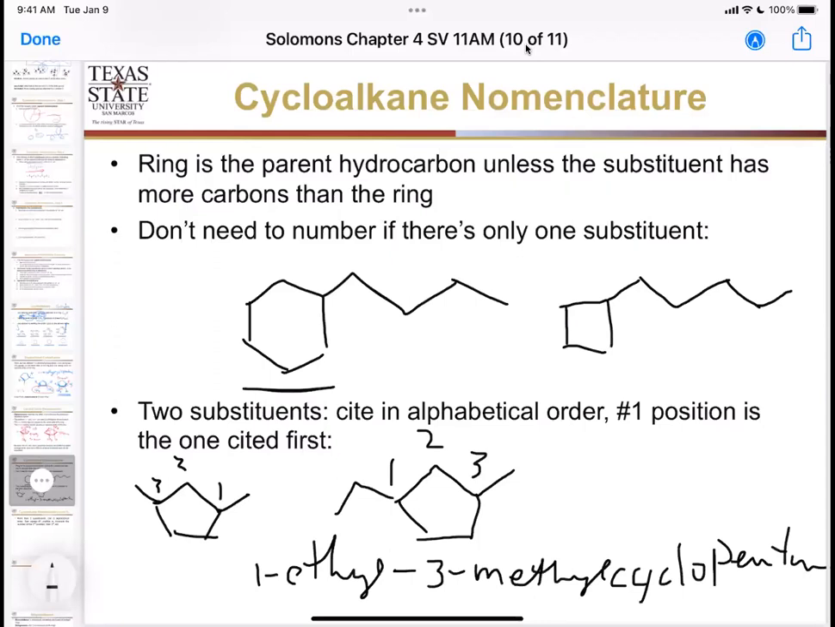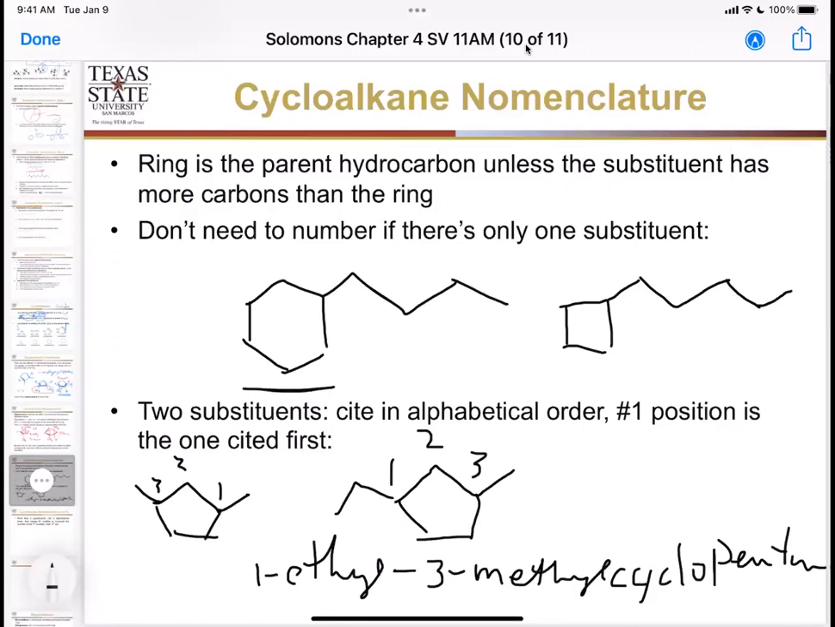Now, are they on the same side or opposite sides of our ring? We don't know. We don't have enough information here, so we will not assign cis or trans. But if they were drawn with 3D perspective, you would be asked whether they were cis or trans.